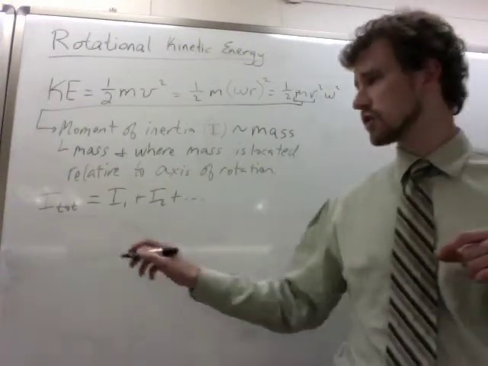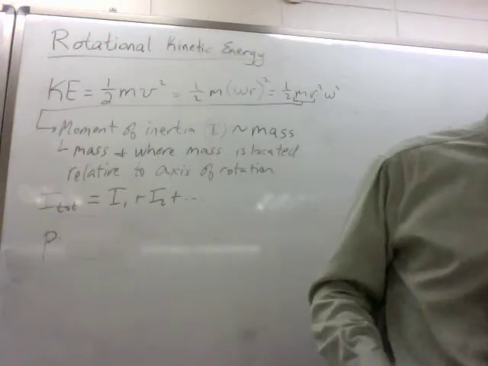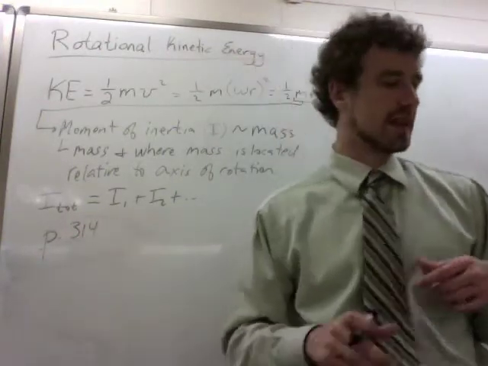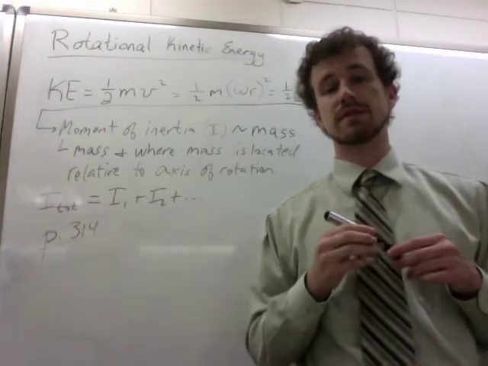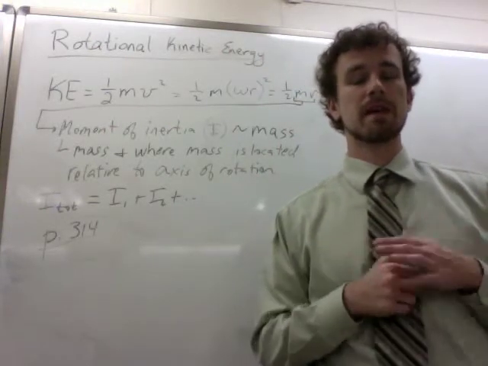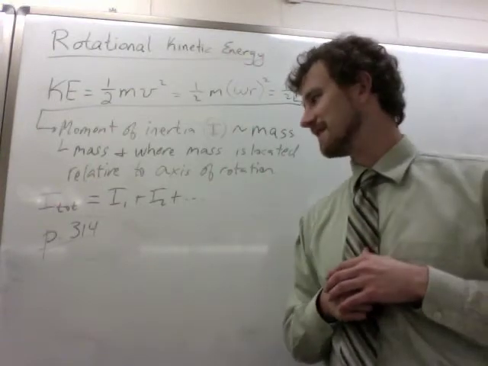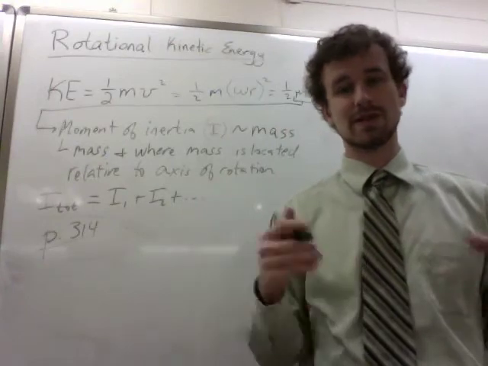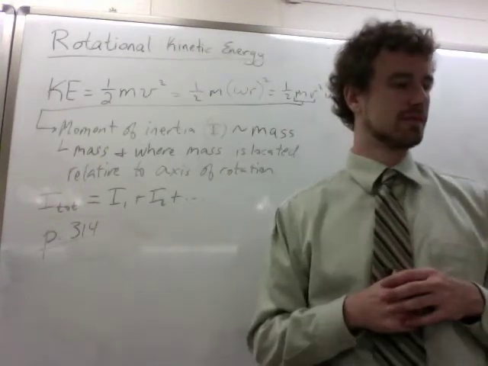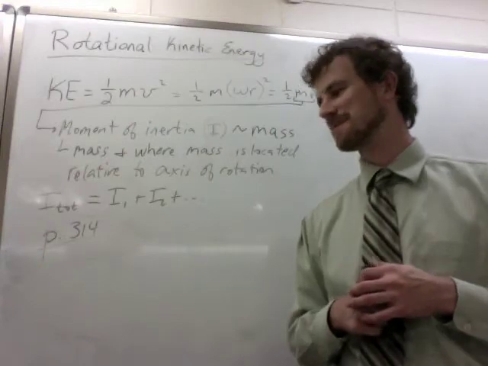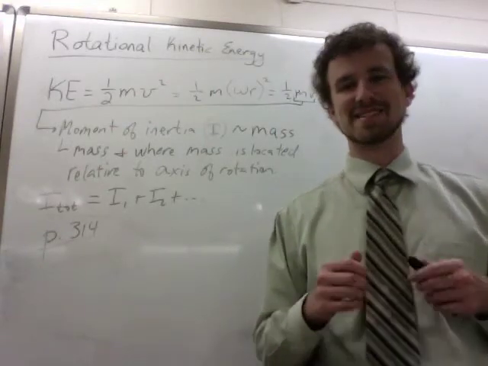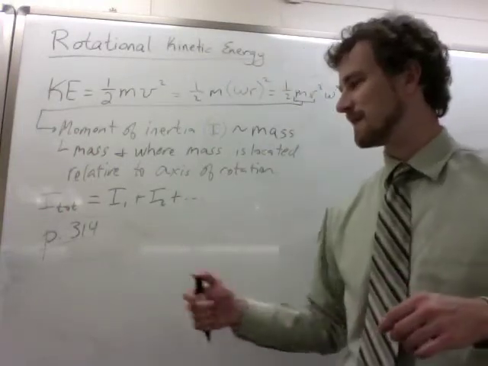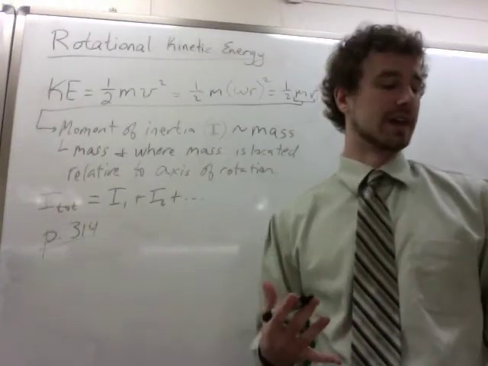On page, what page is it? Page 314 has a little table down at the bottom of it that shows moments of inertia for different kinds of objects. For you calculus folks, to find a moment of inertia, you're actually integrating, taking an integral of the mass over the volume of the object. But you guys aren't doing calc-based physics, so we won't talk more specifically about that. But just be aware that there are different moments of inertia for different kinds of objects.